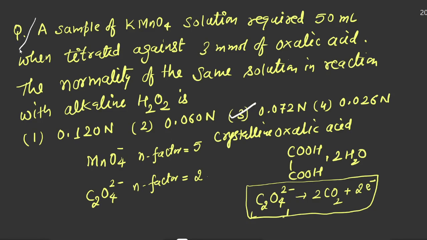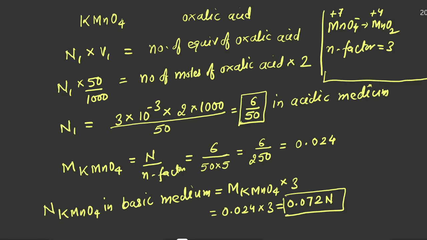From the first statement, we have calculated the normality of KMnO4 in acidic medium. Then we converted it into molarity. And then from that molarity, we have calculated the normality of KMnO4 in basic medium because it is alkaline H2O2. And O2. Okay.